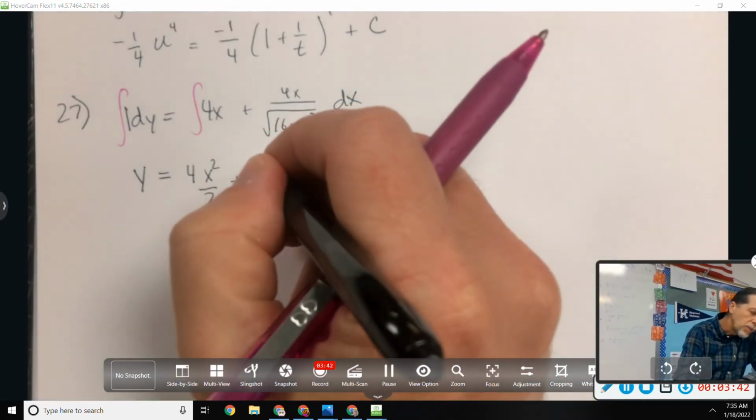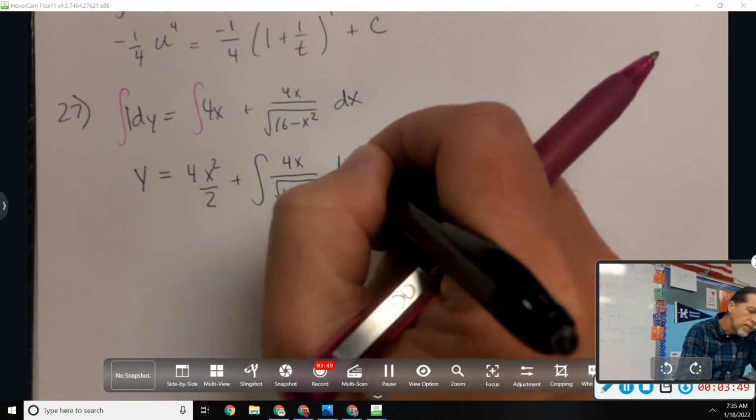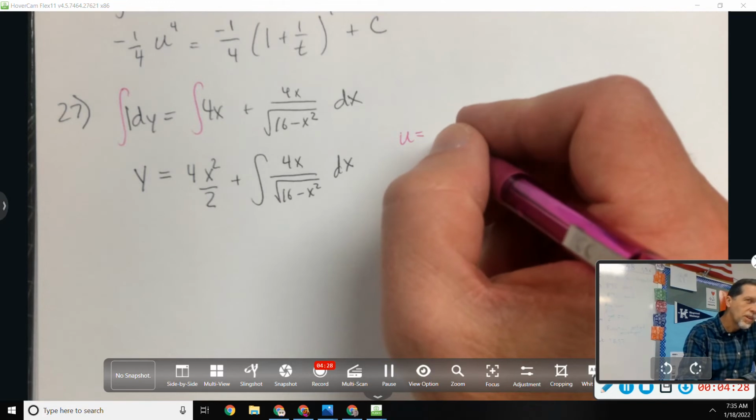Maybe I should show my work here a little bit more. So I integrated the first one because that was easy, but now I've got to think about u substitution for that second piece. Emma, did you ask for this one? Mm-hmm. Did you have a good idea or a guess for what u should be or could be? Let's see. Anybody? Andrew? You said square root of 16 minus x squared?